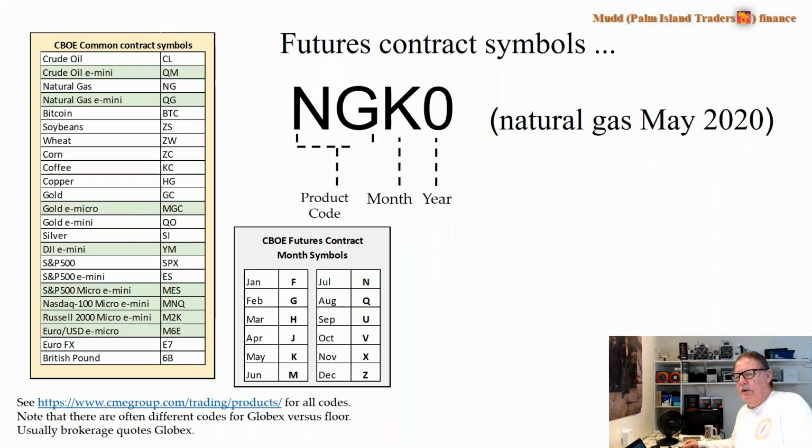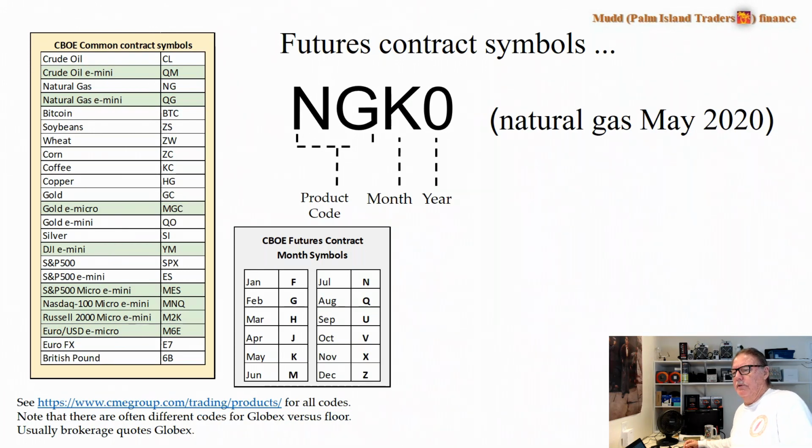Now, you need to understand the symbols for futures contracts. They consist of three components. The first is the product code, which is either 2 or 3 elements. And you can see the common contract symbols on the little chart on the left side. Crude oil at the top is CL. Crude oil E-mini, and I'll explain that in just a minute, is QM.